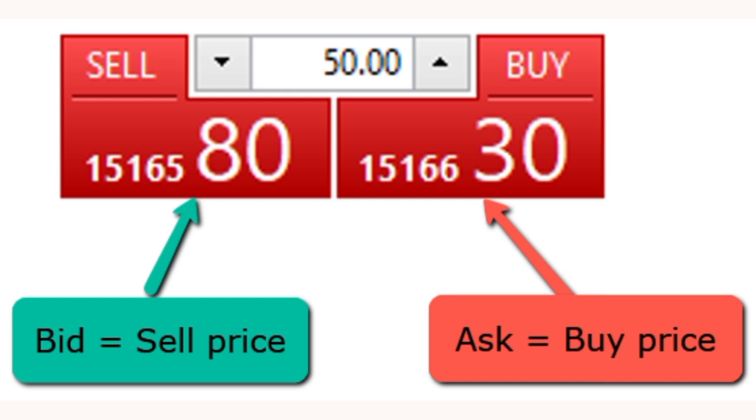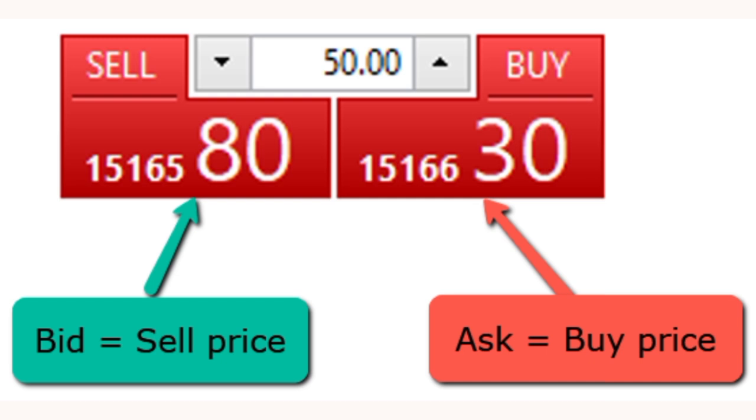The 80 and the 30 are the selling price and the buy price. So you can see the sell price and the buy price, which you can say the bid. The bid can always appear to be the sell price. So that is the bid. So bid is equal to sell price, and ask is equal to buy price.